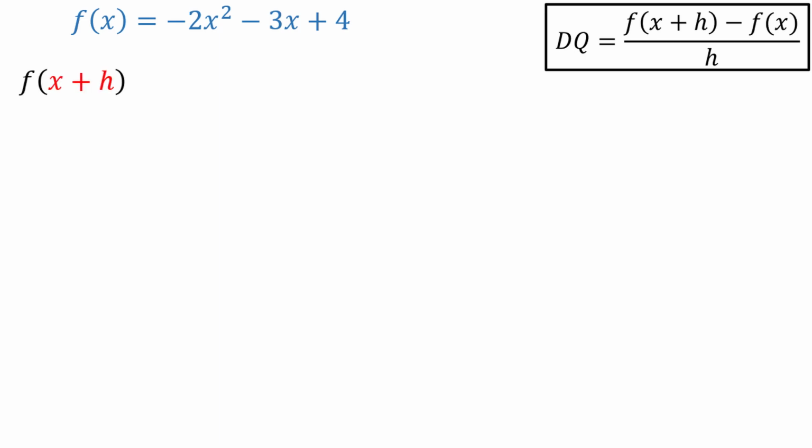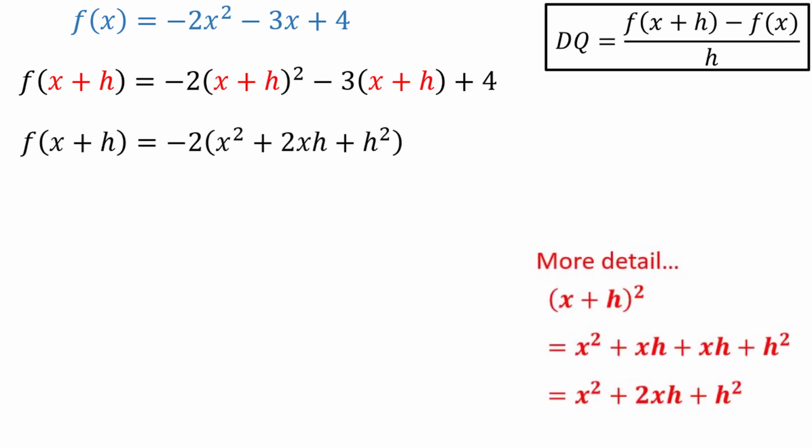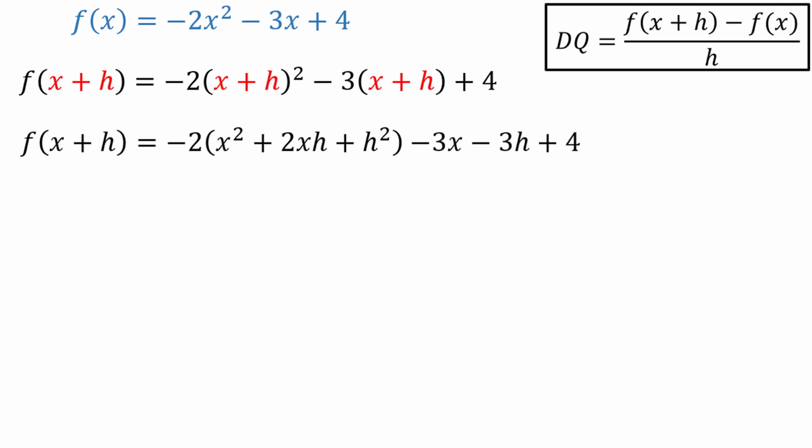We have f of x plus h is equal to negative 2 times x plus h squared minus 3 times x plus h plus 4. Foiling out the squared term, we have negative 2 times x squared plus 2xh plus h squared. And then we can distribute the negative 3 to the x and the h. We have negative 3x minus 3h plus 4.